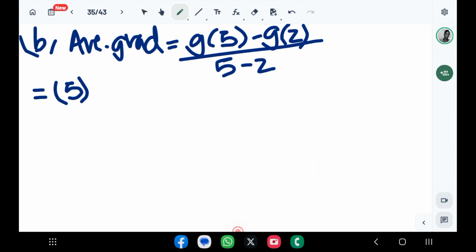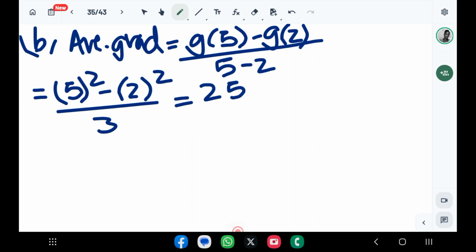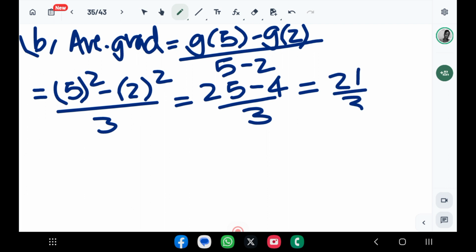5 squared minus 2 squared all over 3, which is equal to 25 minus 4 over 3. Take out a calculator. 25 minus 4 is equal to 21 over 3. And we know that 21 over 3 is equal to 7. So the average gradient between x equals 5 and 2 is equal to 7.